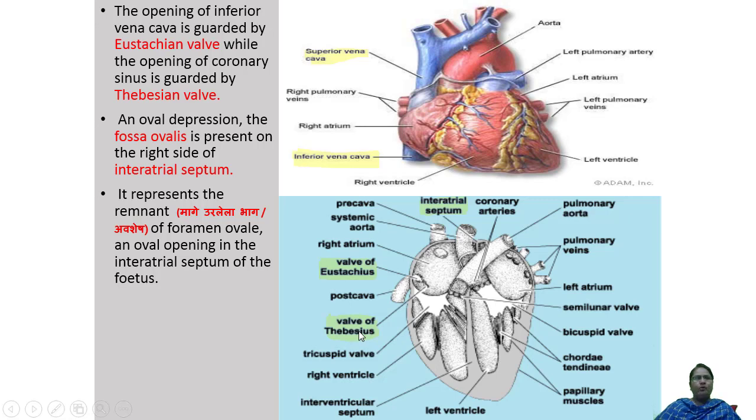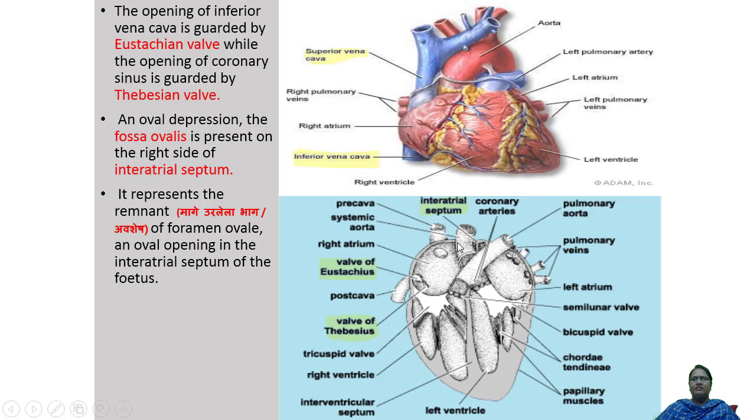Then the oval depression, the fossa ovalis. Here, the oval depression, the fossa ovalis, is present on the right side of the interatrial septum. Next one, it represents the remnant of foramen ovale, an opening in the interatrial septum of the fetus.